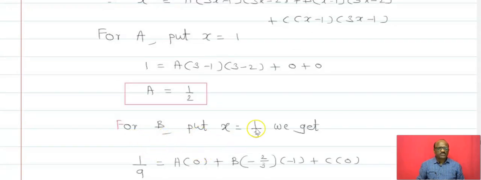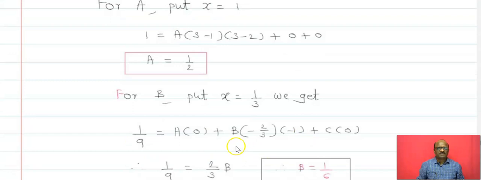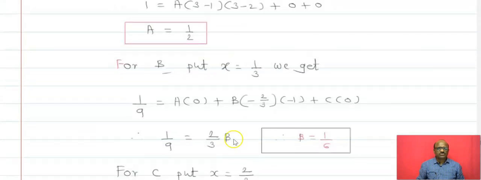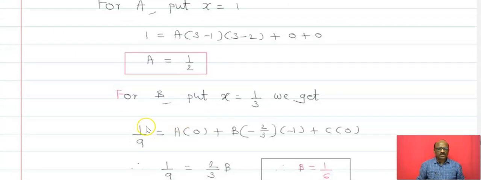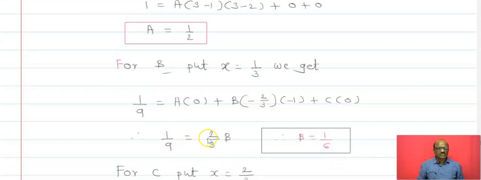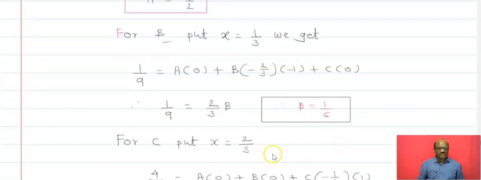For b, put x equals 1 upon 3, then x square is 1 upon 9, equals a into 0 plus b into minus 2 by 3 into minus 1 plus c into 0. Overall this will become 0 and 0, then minus minus will become plus, that is 1 upon 9 equals 2 upon 3 b. Therefore b equals 1 by 6.